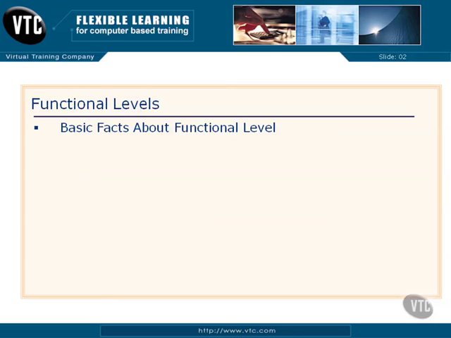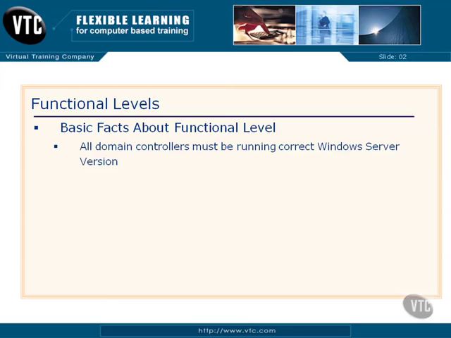First of all, some basic things about functional level overall. First of all, domain controllers have to be running the correct server version. So if I want to go to Windows Server 2003 functional level, then that means all of my domain controllers in that domain have to be running Windows Server 2003, or I'm not going to successfully go up there, and I'm not going to be able to take advantage of all the new bells and whistles in Server 2003, Server 2008, whatever technology I'm working with.